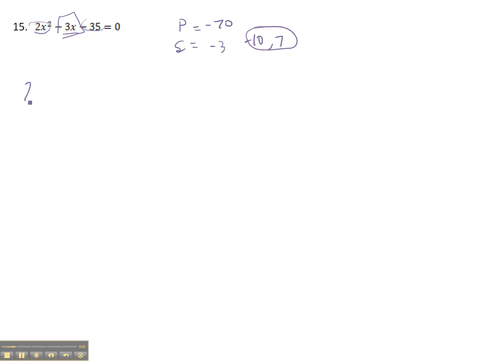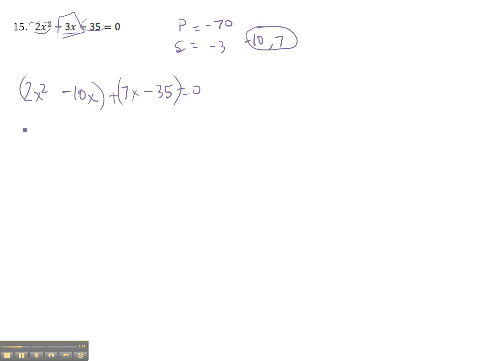So rewrite the first one, 2x squared, and I'm going to use these two to make negative 3x. If you have one negative and one positive, I would suggest use the negative one first, because that will avoid some sign errors. Minus 35 equals 0. Now factor by grouping. Group up the first two, group up the second two.